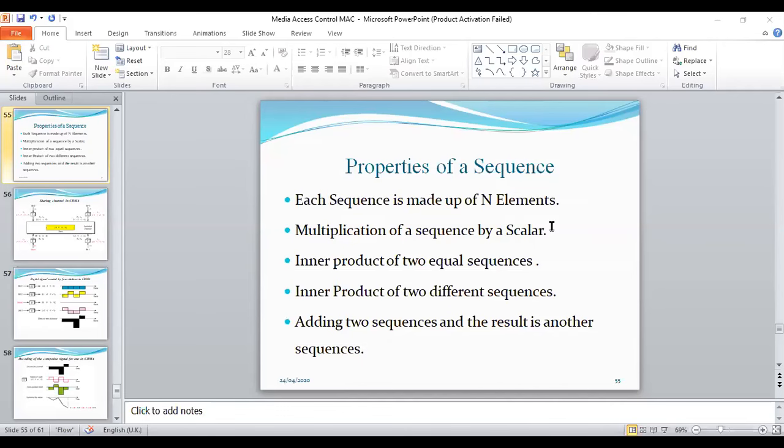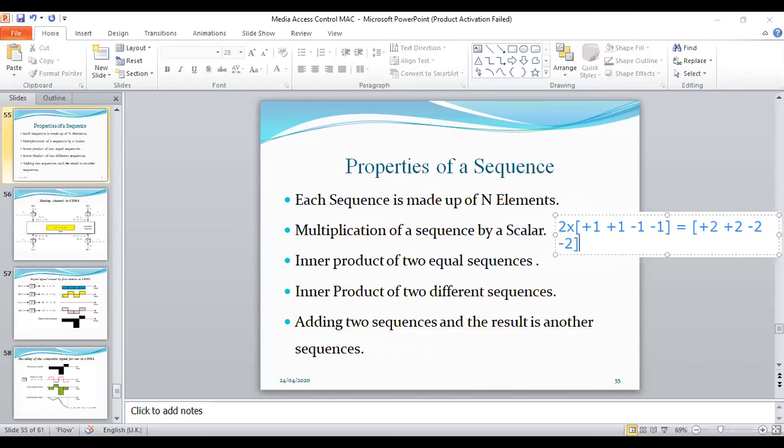So in this case, what happens? Let us imagine multiplication of a sequence by a scalar. Let us imagine you need to multiply 2 by one of the sequences, maybe plus one, plus one, minus one, minus one. What is the result of this? You will get another sequence, the resulting sequence: plus two, plus two, minus two, minus two.